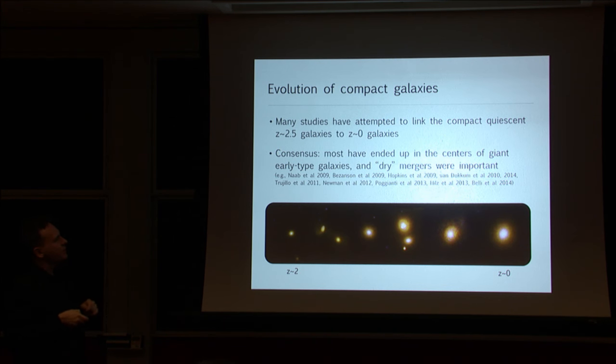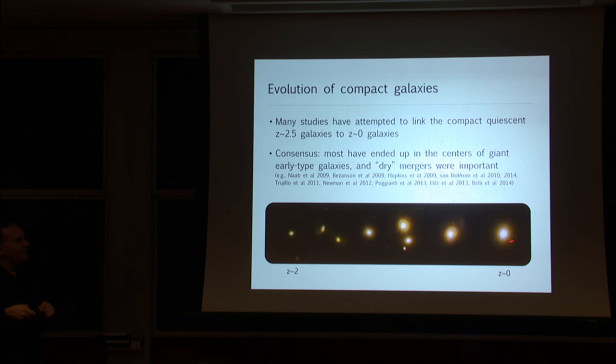There are a lot of studies. This is just a subset of them. But that's now the general view that this is what's happening. And again, I can say more about that if people ask later. So fine, great. We've seen these cores at redshift 2. And then we think we understand how they evolve to redshift 0.